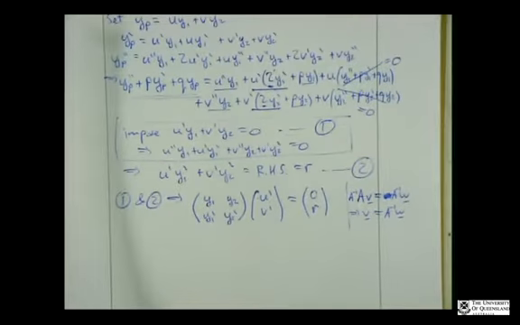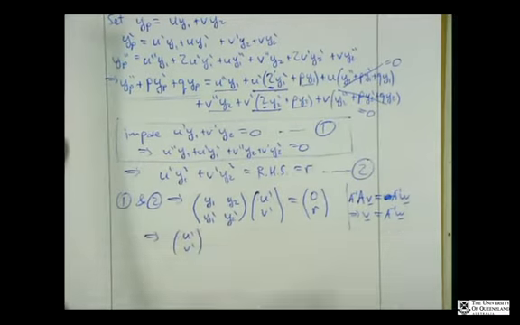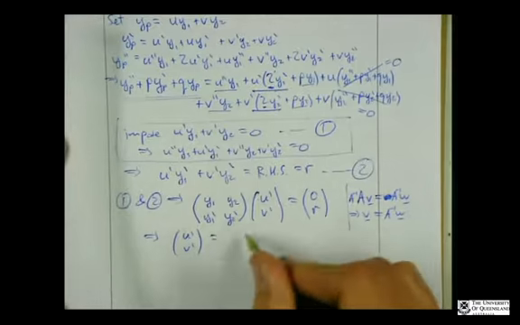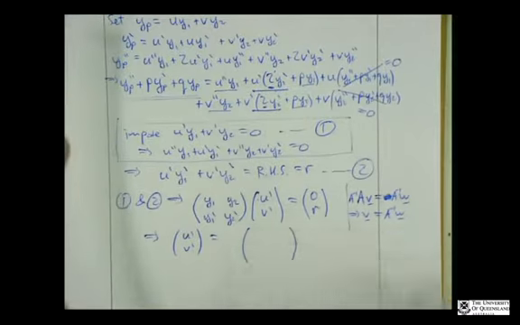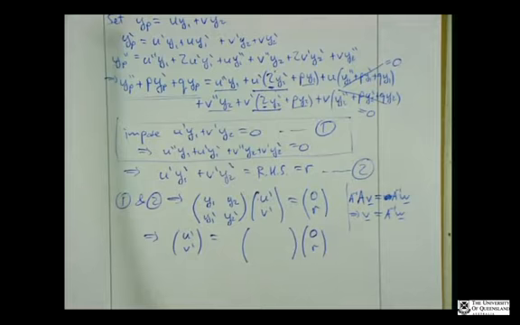I know the inverse exists because I know the determinant is non-zero, because the determinant is the Wronskian, which is non-zero because y1 and y2 are linearly independent. We're assuming that. So that implies u dashed and v dashed is the inverse of that 2 by 2 matrix multiplied by that column vector.